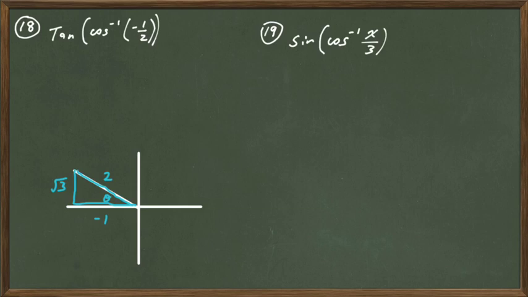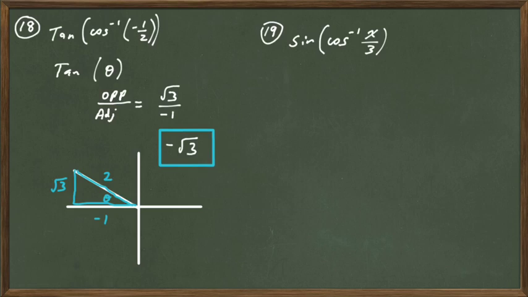So I want the tangent. So right now I need the tangent of that angle. Tangent is opposite over adjacent. So the opposite is radical 3. The adjacent is negative 1. So the simplified answer for this would be negative radical 3.